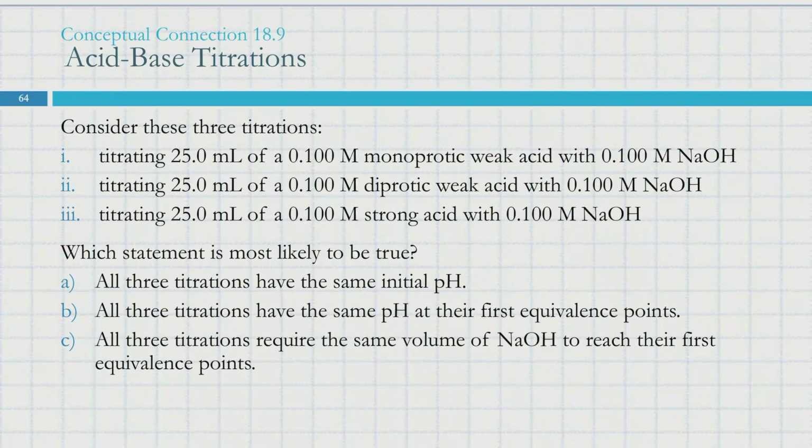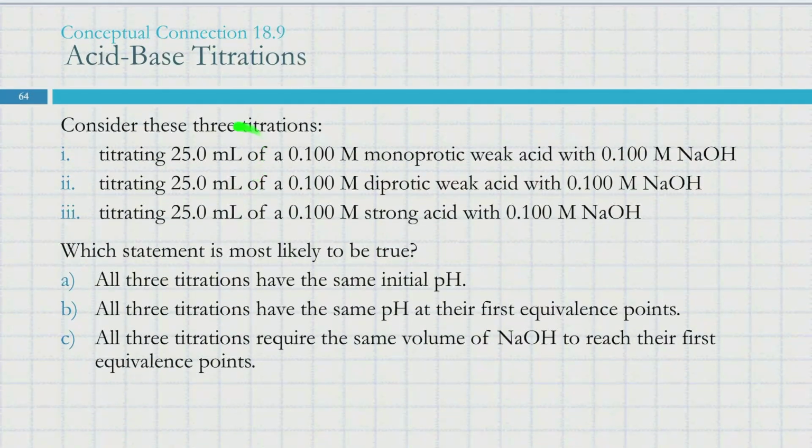Considering 3 titrations, it's all the same volume, the same concentration, and titrated with the same concentration of base. In titration 1, we have a monoprotic weak acid. Titration 2, we have a diprotic weak acid. In titration 3, we have a strong acid. Which of the following statements is most likely to be true? All 3 titrations will have the same initial pH. All 3 titrations will have the same pH at their first equivalence points. Or all 3 titrations require the same volume of sodium hydroxide to reach their first equivalence points.